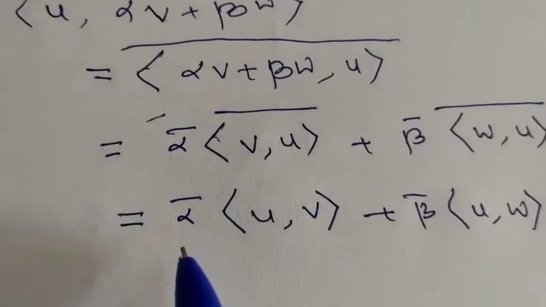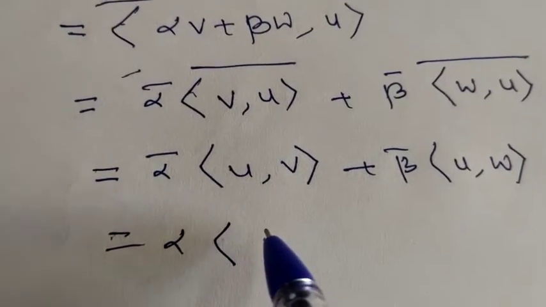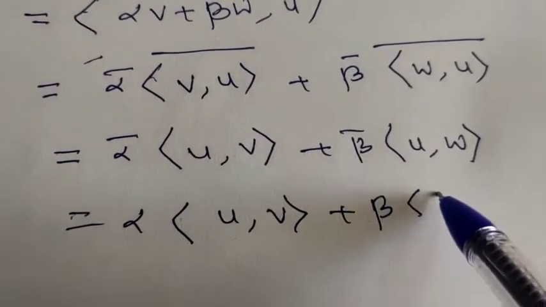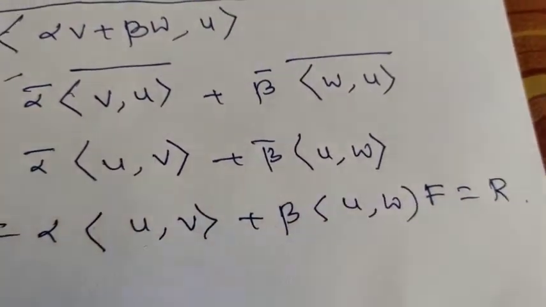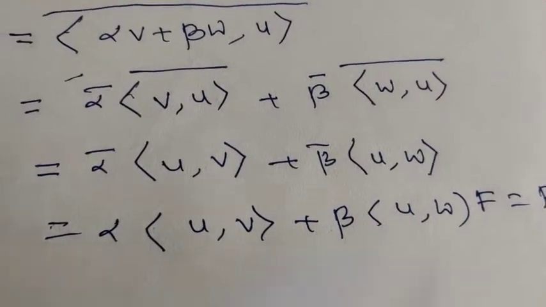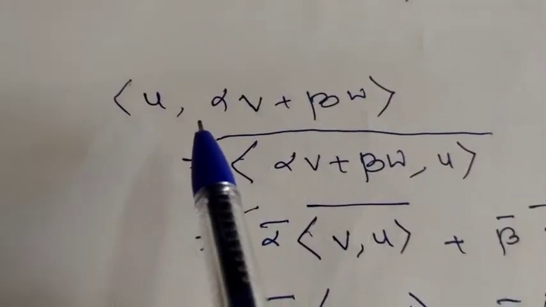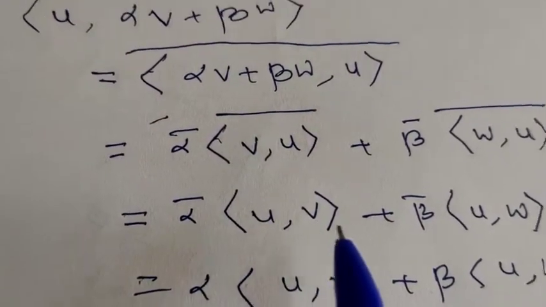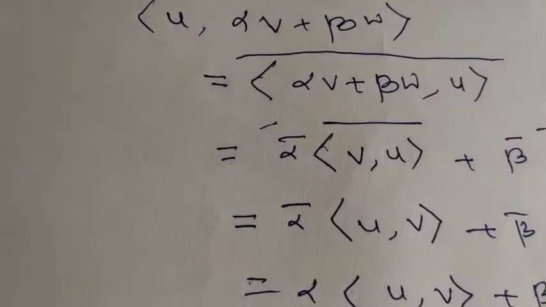So if F is R, alpha bar is alpha, and the inner product of U, alpha V plus beta W is alpha times U, V plus beta times U, W. And if F is complex, then the inner product of U, alpha V plus beta W is alpha bar times U, V plus beta bar times U, W.